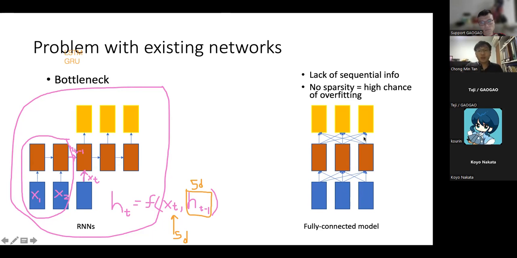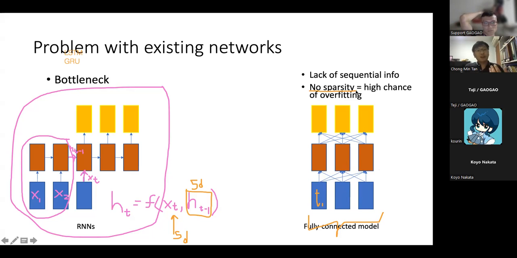Okay, let's take a look at the right side. Right side is a fully connected network, which is the multi-layer perceptron that we did in the first few weeks. One of the issues with this is that there's actually a lack of sequential information. Like in the RNN, this is time step 1, time step 2, time step 3. The fully connected model just gives everything at the start. So you won't know this is time step 1, time step 2, because everything is fully connected. There's no indication to the network. And also one of the key problems is there's no sparsity.